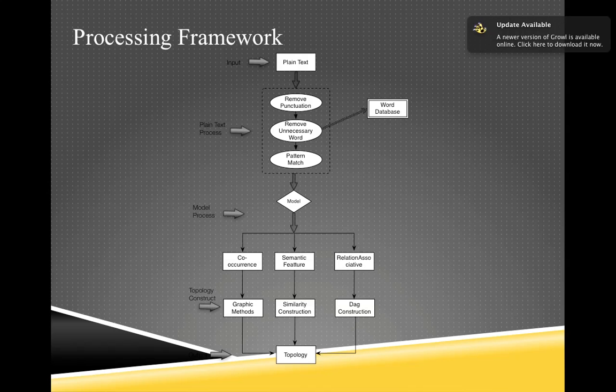After that, I will use pattern matching to get the tuple, as I described before: the subject, the predicate, and the object. Based on the model I input, I will choose whether you want to use the co-class model, the semantic feature model, or the relation associative model. Based on these 3 models, I will use the related topology method to build the whole topology. After that, the topology will be output.